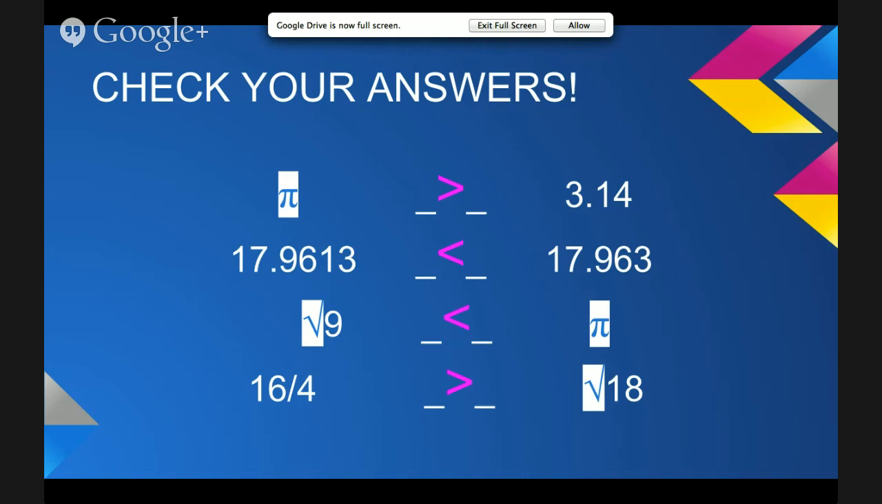The next one is 16 over 4 compared to radical 18. This one can be a little tricky because you might not know what radical 18 is without a calculator. But if you think about it this way, you know that the perfect square below 18 is radical 16, and you know that radical 16 is 4. So radical 18 must be higher than radical 16, so it's greater than 4. So you can compare something a little over 4 compared to 16 over 4, which is 4. So you know that 4 is less than radical 18.